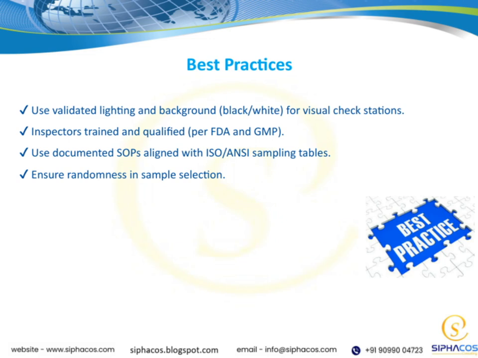Then, it's important to have documented standard operating procedures, or SOPs, that are aligned with ISO and ANSI sampling tables. This consistency helps maintain quality and compliance across all inspections. Finally, we should always ensure randomness in our sample selection. This reduces bias and helps us get an accurate picture of the overall quality. By following these best practices, we're reinforcing the integrity of our inspection process and supporting our overall quality assurance efforts.